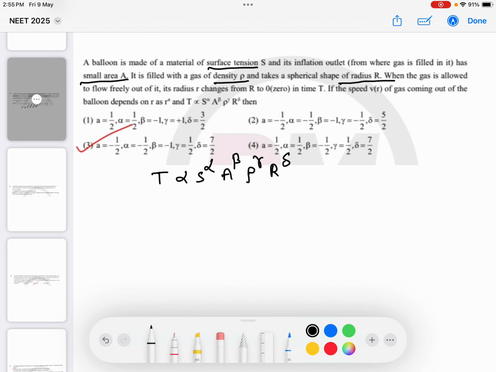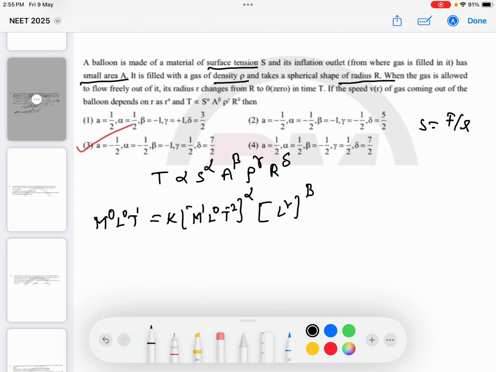A simple question. T is nothing but time period: M power 0, L power 0, T power 1, which is equal to some constant K into S, the surface tension, which is force per unit length, M power 1, L power 0, T power minus 2, whole power alpha. Next, area is L square, whole power beta. Rho is density, M power 1, L power minus 3, whole power gamma. R is the radius, which is length, L power delta.